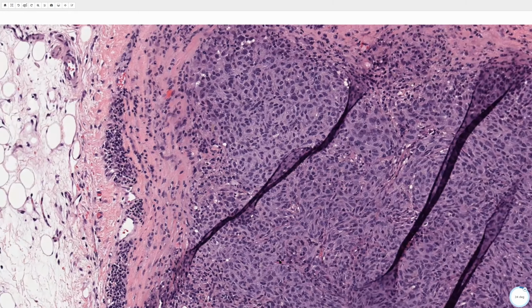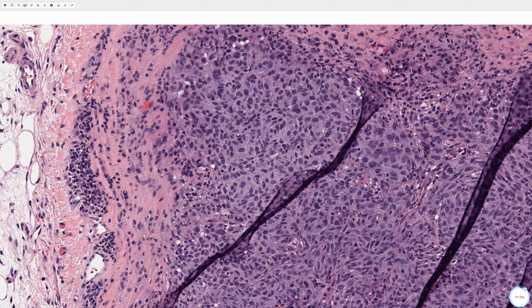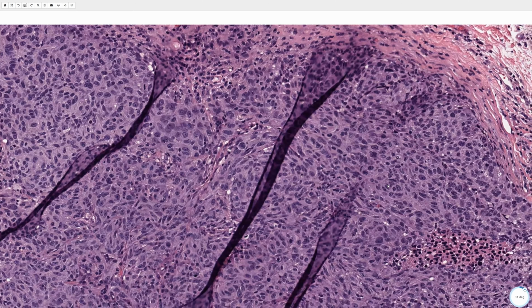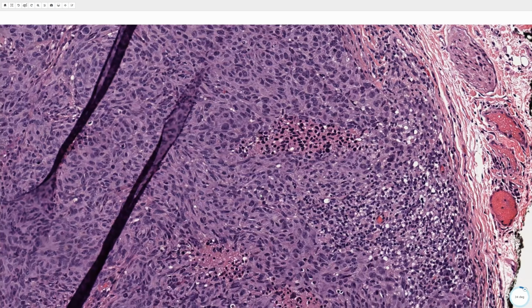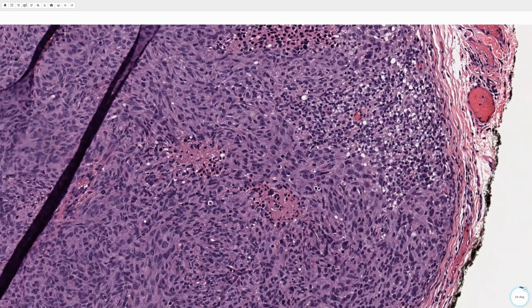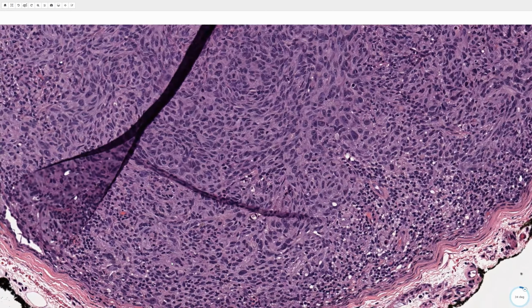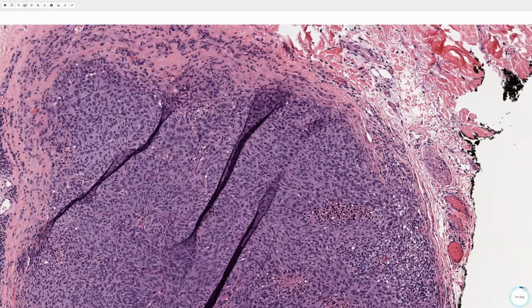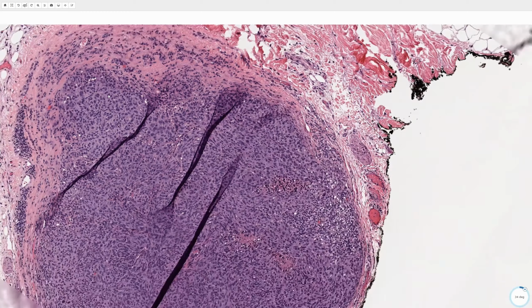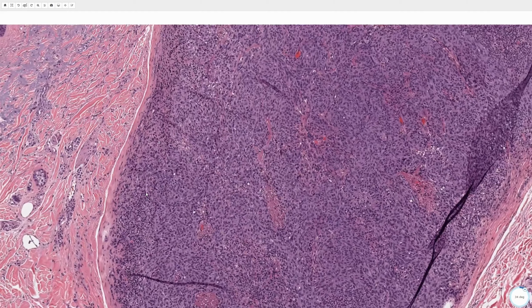And going up to higher power, you can see that the individual tumor islands are kind of multinodular and composed of nests of hyperchromatic cells with some areas of necrosis here centrally and quite significant nuclear pleomorphism. It's not difficult to find atypical cells amongst this proliferation. There's a little zone of surrounding fibrosis. Sometimes you may focally see pigment, and that can be a helpful clue to a diagnosis of metastatic melanoma.